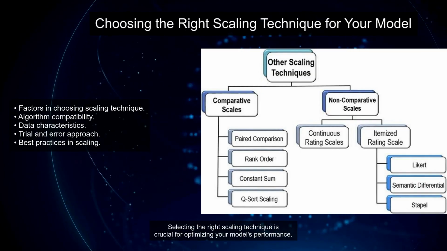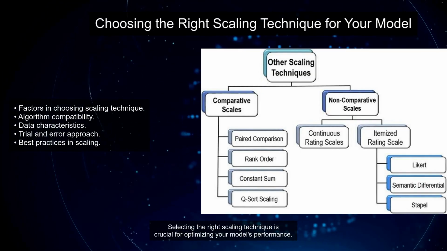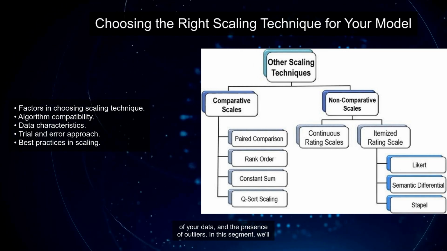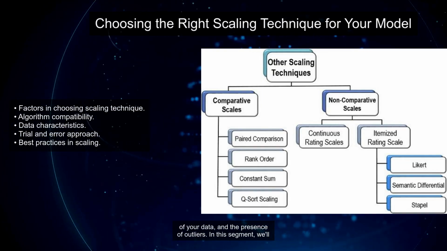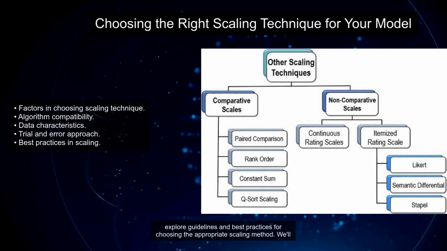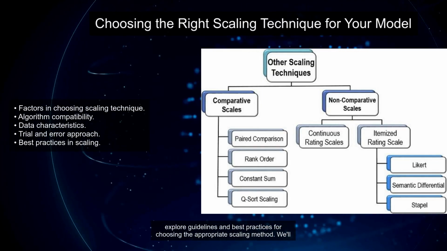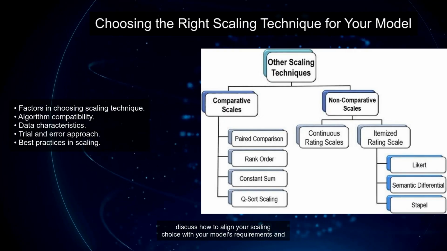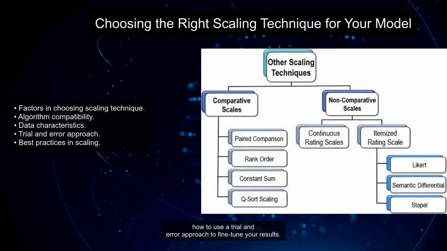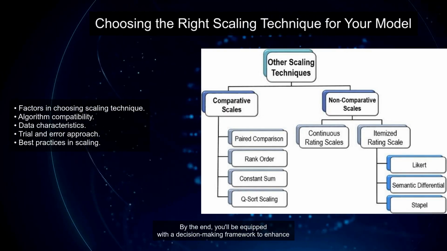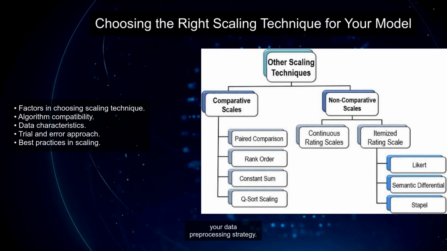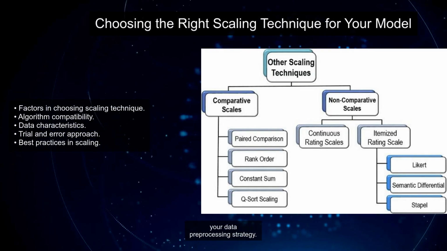Selecting the right scaling technique is crucial for optimizing your model's performance. Several factors influence this choice, including the algorithm you're using, the characteristics of your data, and the presence of outliers. In this segment, we'll explore guidelines and best practices for choosing the appropriate scaling method. We'll discuss how to align your scaling choice with your model's requirements and how to use a trial and error approach to fine-tune your results. By the end, you'll be equipped with a decision-making framework to enhance your data preprocessing strategy.